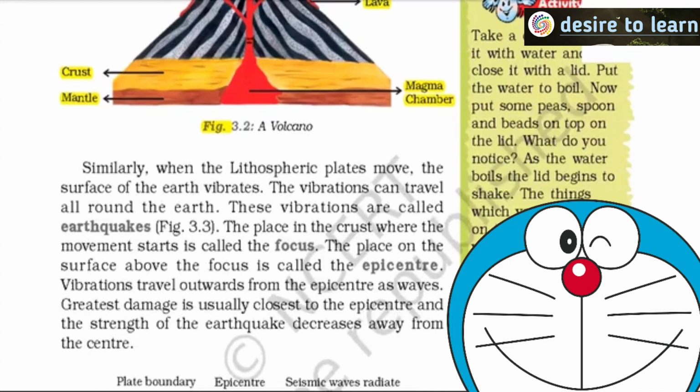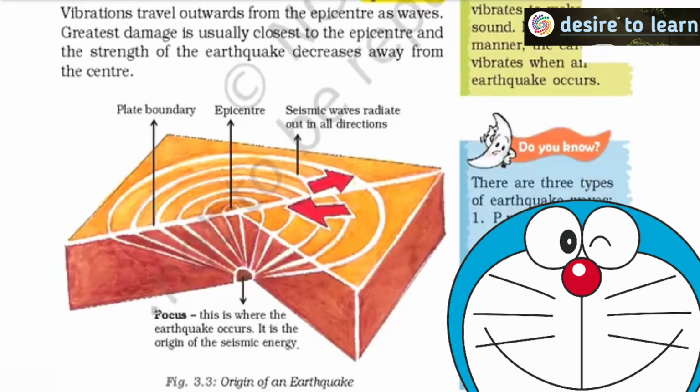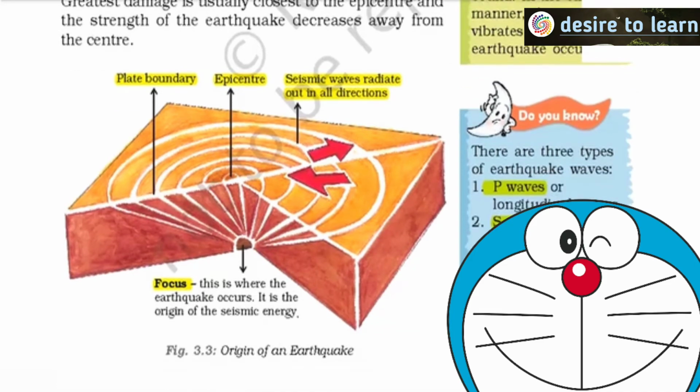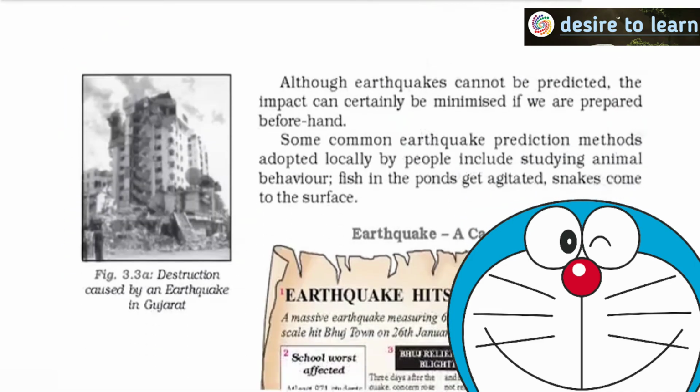Now, I told you about earthquakes. I told you about focus. I told you about epicenter. This portion is called the focus, where the earthquake has actually happened. Immediately above that is the epicenter. It happens usually between plate boundaries. We call it a plate boundary. Seismic waves radiate in all directions. And here they have given you P waves, S waves and L waves. Is it fine? So this factual information is important for us.